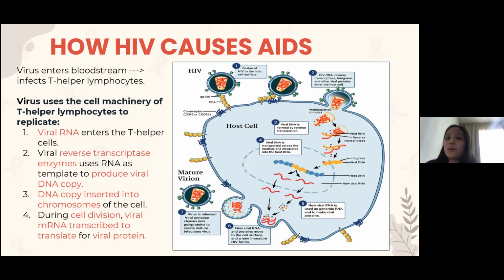Then as you follow the arrows, you can see that the viral reverse transcriptase enzyme uses RNA as a template to produce viral DNA copies, and the viral DNA copies are transported into the nucleus, where it is then inserted into the chromosomes. And during cell division, the viral DNA will transcribe for viral mRNA, which will translate for viral protein, which will produce more HIV particles.